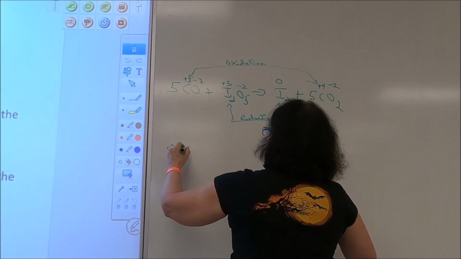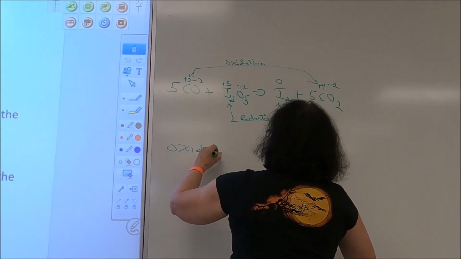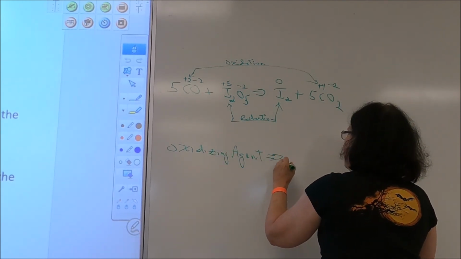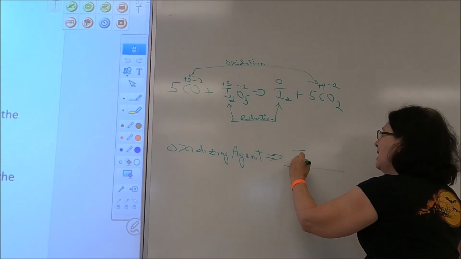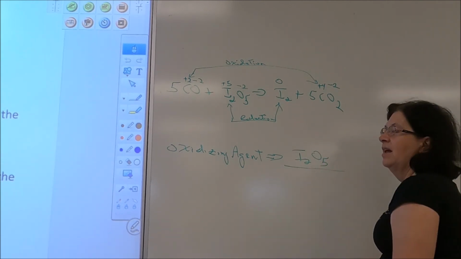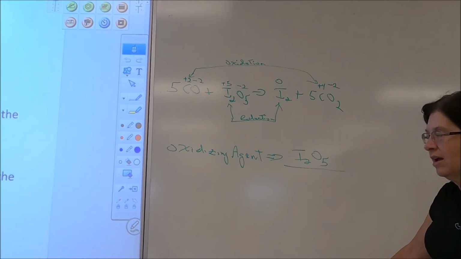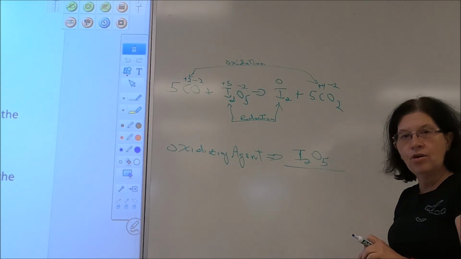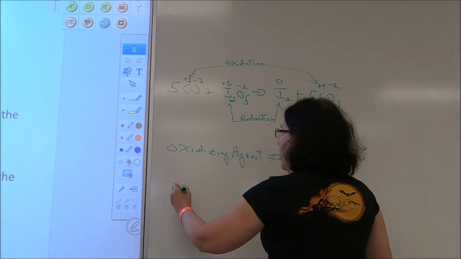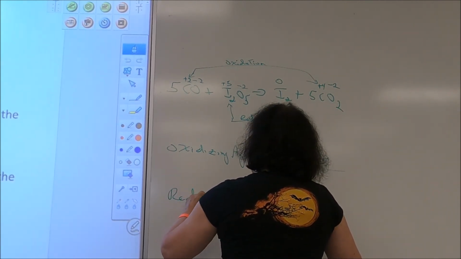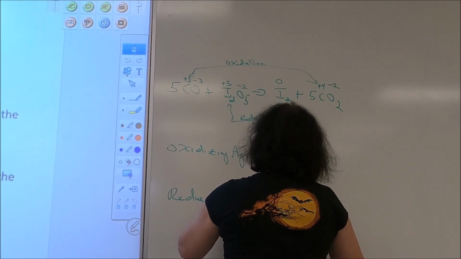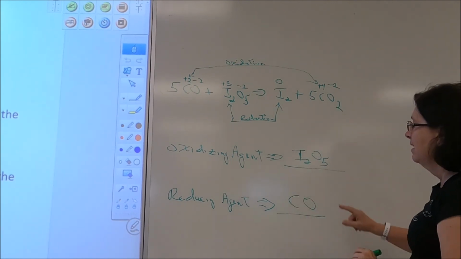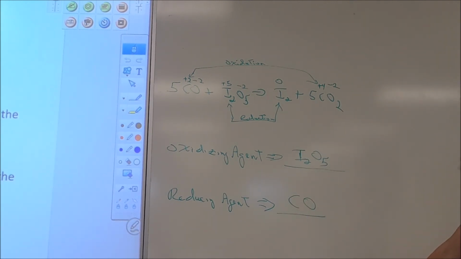So our oxidizing agent has to be the I2O5, diiodine pentaoxide, because it contained the element that underwent reduction. And our reducing agent is the carbon monoxide, because it contained the element that underwent oxidation.